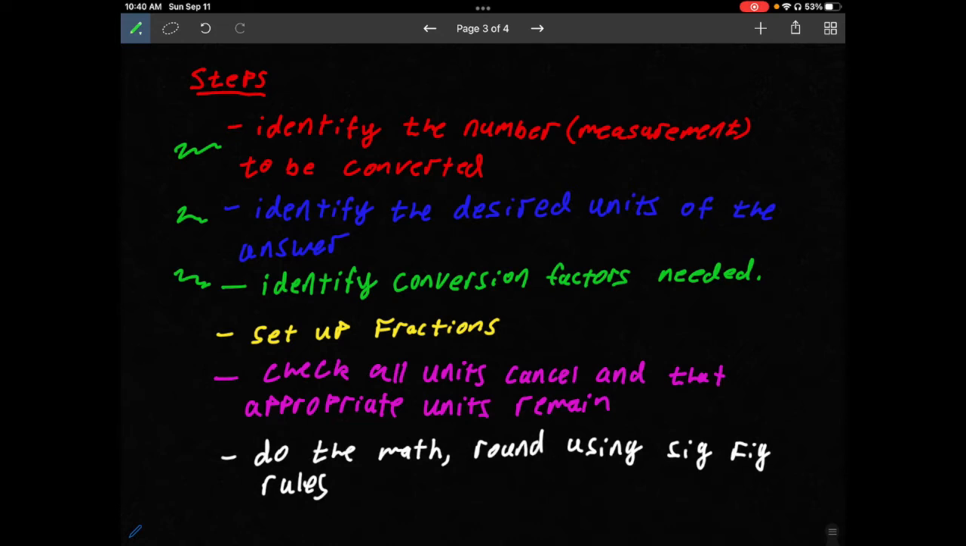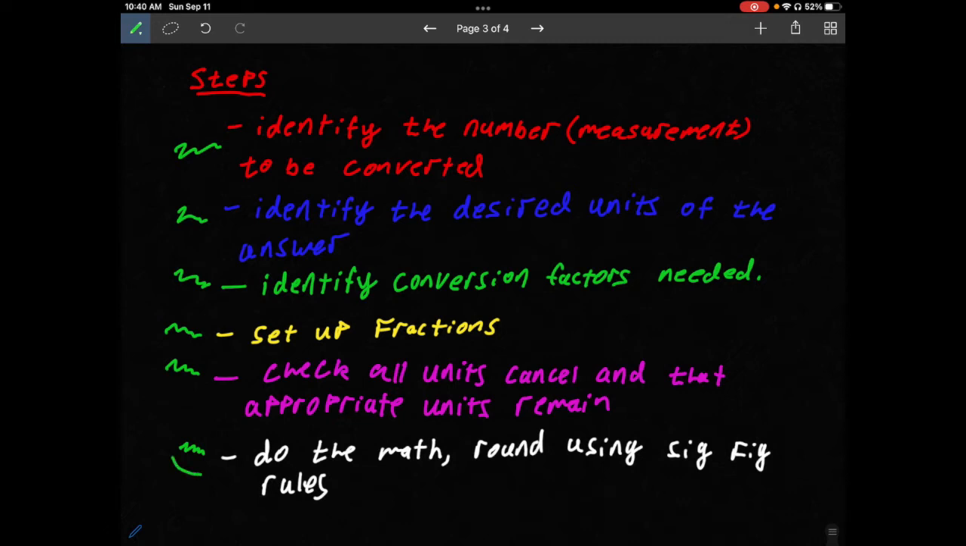In some cases, you'll be given a list of conversion factors. You need to find the conversion factor or factors which provide a route from the starting number to the unit that you need for your answer. Once we have those, we would set up fractions like we did in the previous problem, check that all units cancel with the appropriate units remaining in the end, and then we would go ahead and do the math and round at the end using significant digits.